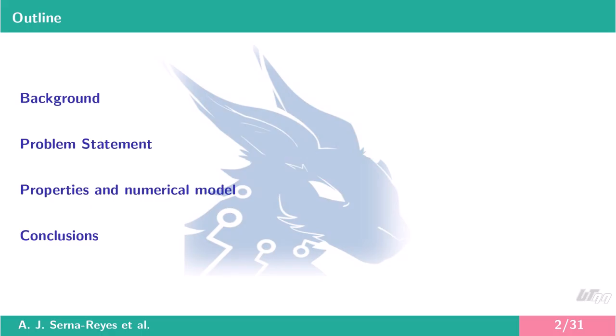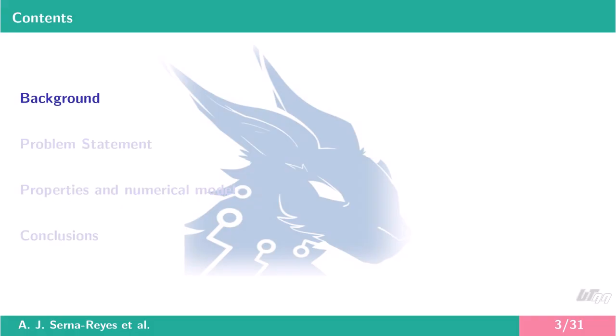Here is the outline of the talk. First, we briefly discuss the background and motivation of the model. Then, we introduce the problem formulation and the main mathematical tools. After that, we present the analytical properties of the system and the numerical methodology. Finally, we conclude with the main results, simulation, and future perspectives.